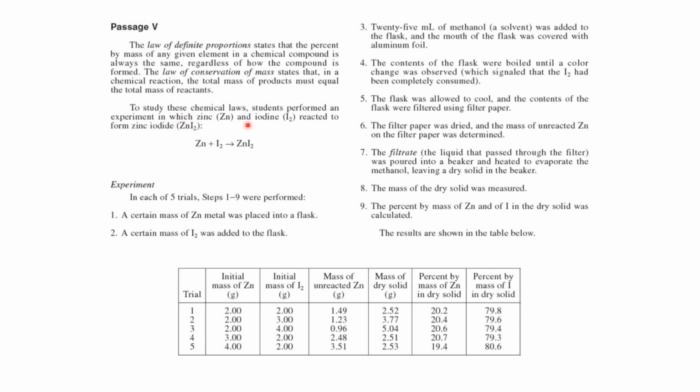They're using zinc and iodine. They give you numbered steps in the experiment. You will probably have a question over it, but I'm not going to go back to that yet. Then we have 5 trials: initial mass of zinc, initial mass of iodine, mass of unreacted, mass of dry solid, percent of mass of zinc in dry solid, and percent of mass I in dry solid. Just know where these are if you need to find them. You don't need to understand them. You just need to know where they are.